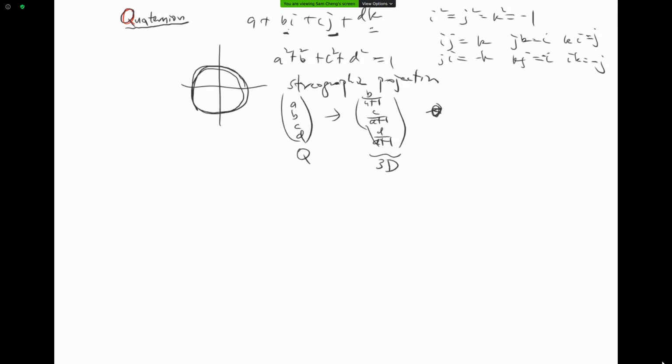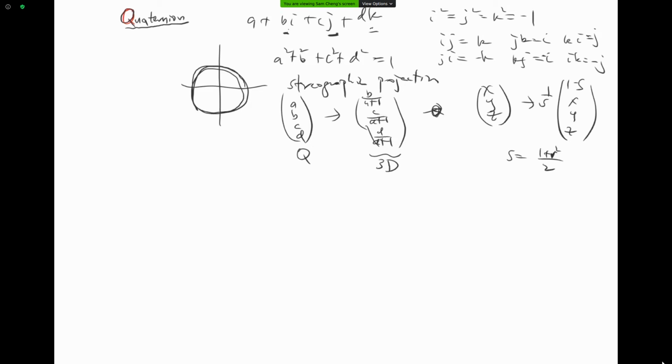Maybe I write x, y, z here, and map it back into a unit quaternion, such that my a, b, c, d will be 1 over s, times 1 minus s, and x, y, and z, where s is equal to 1 plus r squared over 2. So that's a quick review of what we did last time.